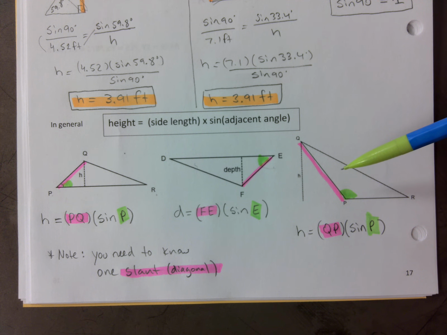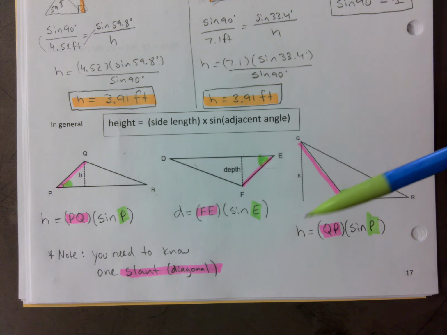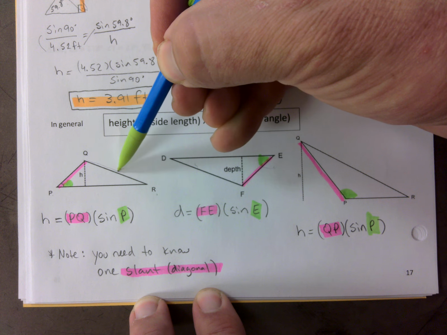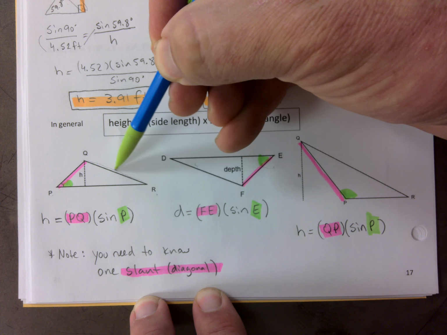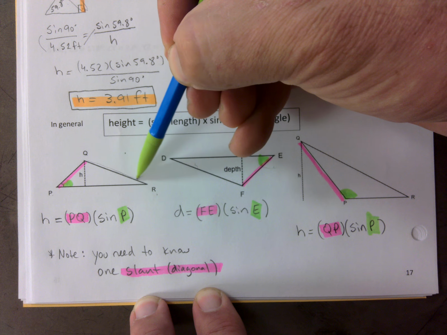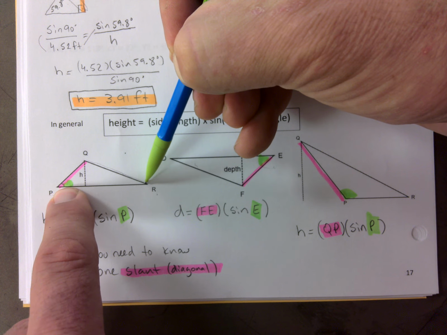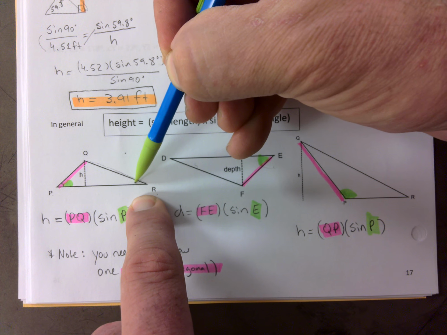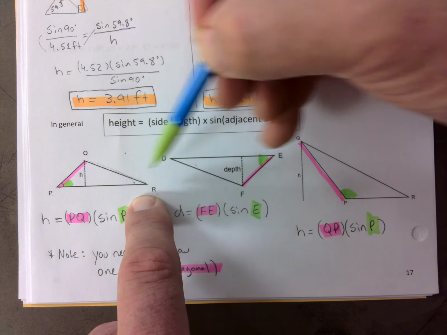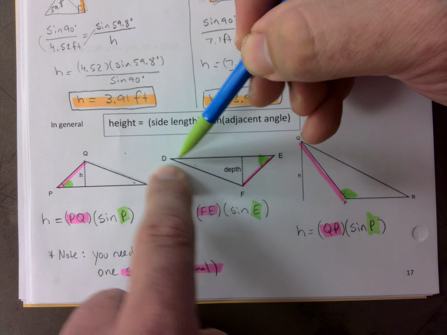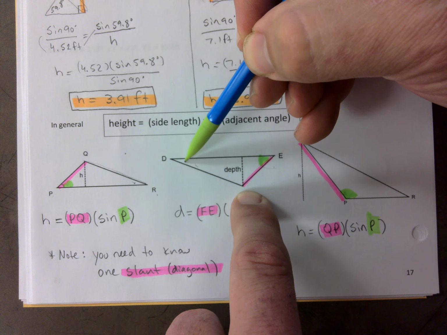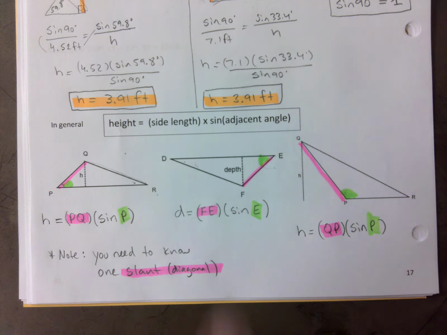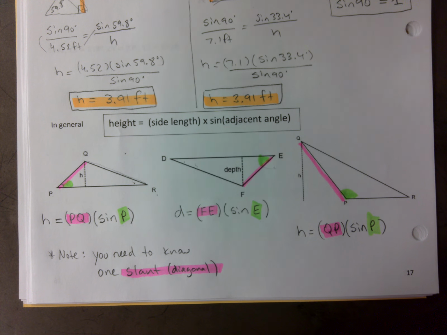Let me just tell you, I'm not going to show you every scenario, but watch carefully. If you knew this slant height here, or not slant height, just call it a slant, if you knew QR, you wouldn't multiply it by this angle here, I'm hoping. You would multiply it by the angle right here in this corner. Right? Same here. If you knew DF, I really hope that you would multiply by sine of that angle right there. So that is the pattern I want you to observe. That's how we do it.